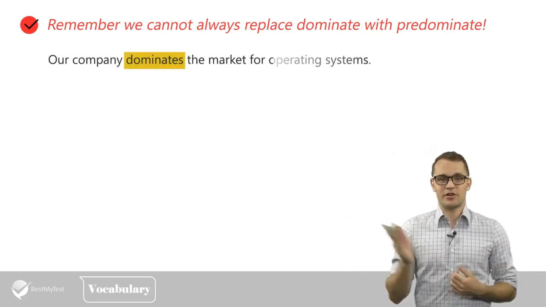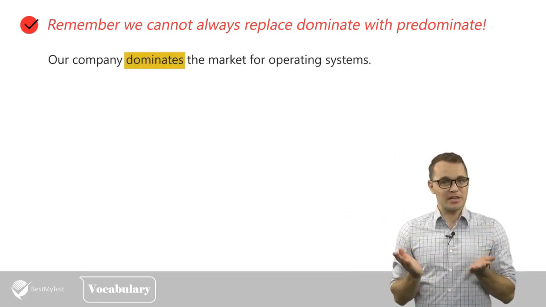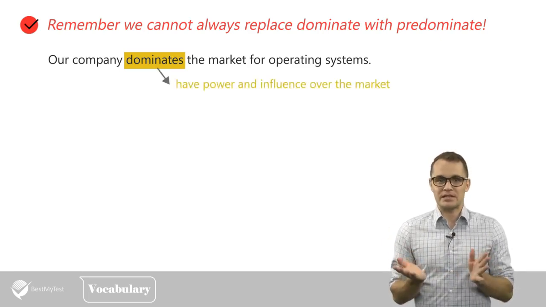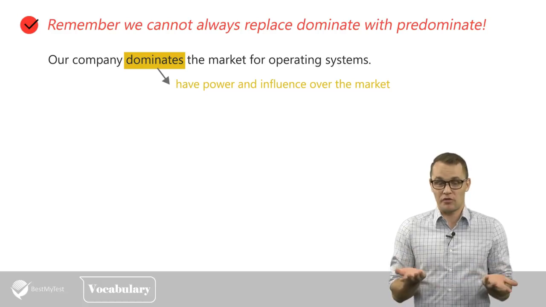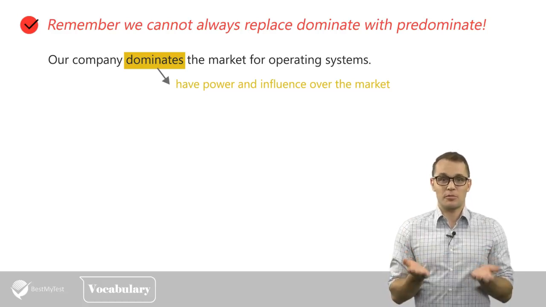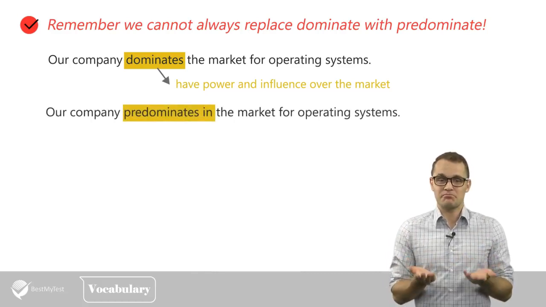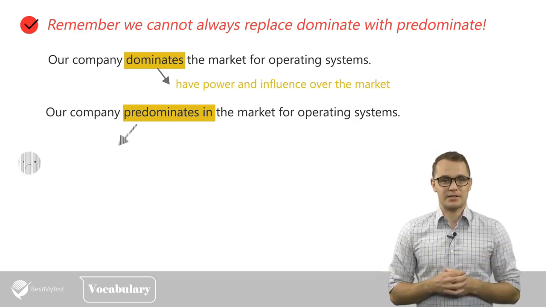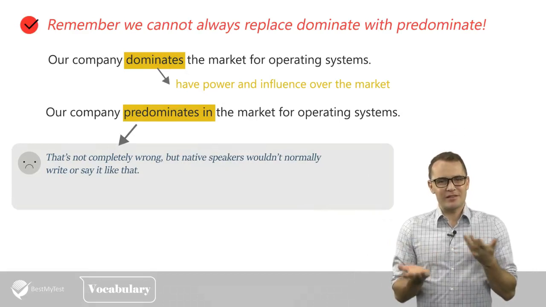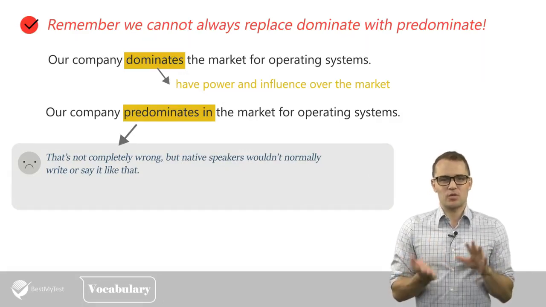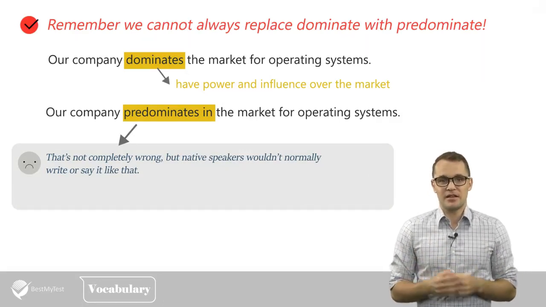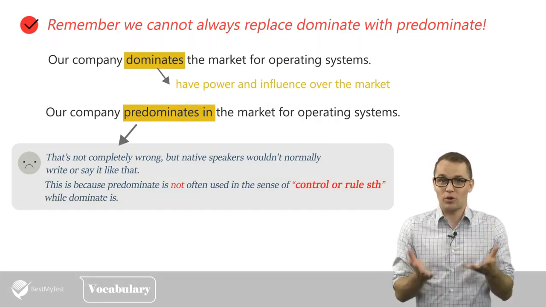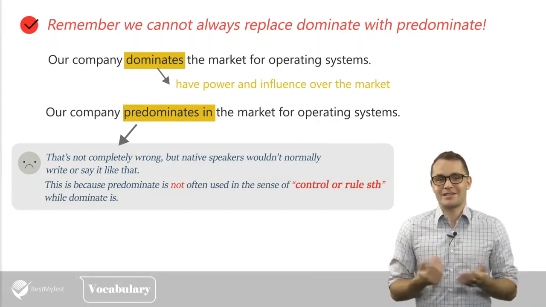Take this sentence here, for example. Our company dominates the market for operating systems. Here, dominate means have power and influence over the market. If we use the verb predominate, the sentence becomes our company predominates in the market for operating systems. That's not completely wrong, but native speakers wouldn't normally write or say it like that. This is because predominate is not often used in the sense of control or rule something, while dominate is.